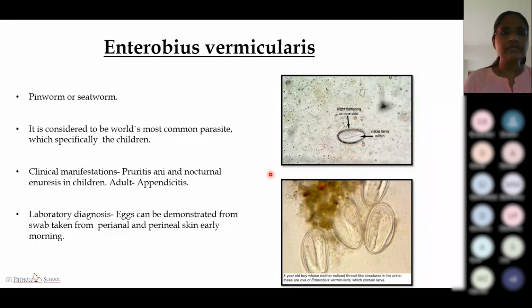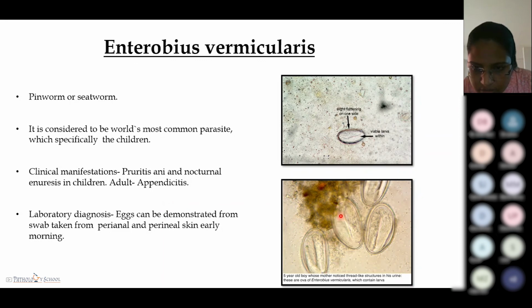Next is Enterobius vermicularis. It is also called pinworm or threadworm because of its morphology, and it is considered to be the world's most common parasite, which specifically affects children. In children, it causes pruritus ani and nocturnal enuresis. Pruritus ani means there will be itching in the perianal region, and in adults it can cause acute appendicitis. Laboratory diagnosis is done by eggs demonstrated from the swab taken from perianal and perineal skin early in the morning.